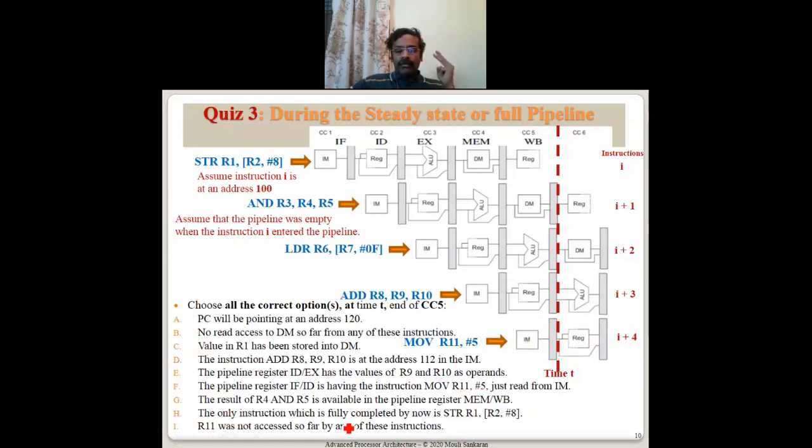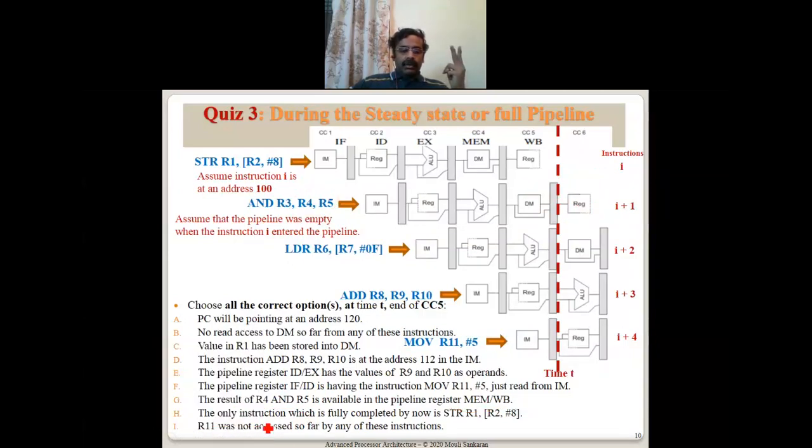The result of R4 and R5. Where are R4 and R5? Yes, here. Where is the result? Just before the write back stage of this instruction. Write back is here. This is a pipeline register between memory and write back. So the result of R4 and R5 is available in the pipeline register MEM/WB. Of course, this result will be here. Then only can you store the value into R3 in the next cycle. So luckily this is also true.